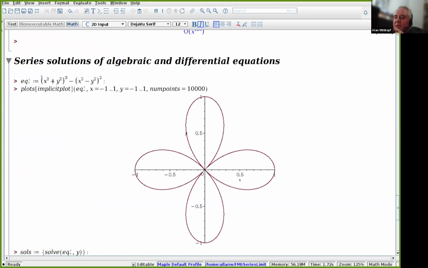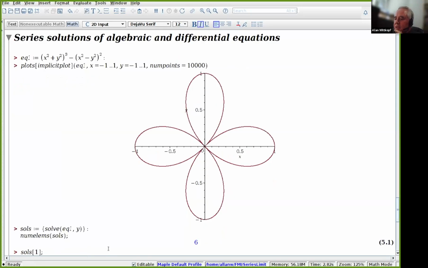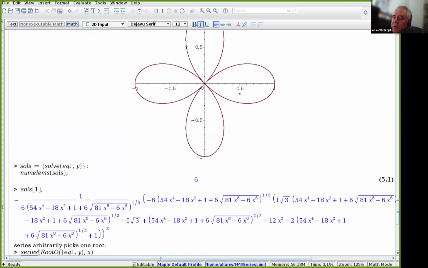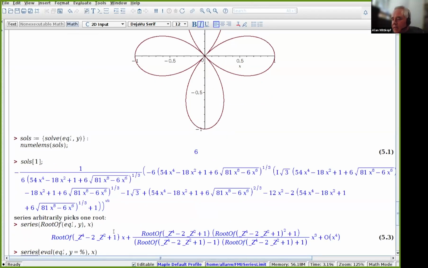we have this curve in x and y, and this is the 0 set given by implicit plot. And we're going to use series to get a solution of y in terms of x. We can use solve, and solve gives us 6 solutions. All roughly look about like this, with the exception of some signs. Now, when you call series with root of, the result that's returned is a specific root, one root that's arbitrarily chosen.